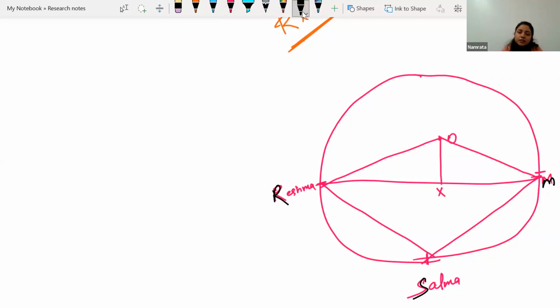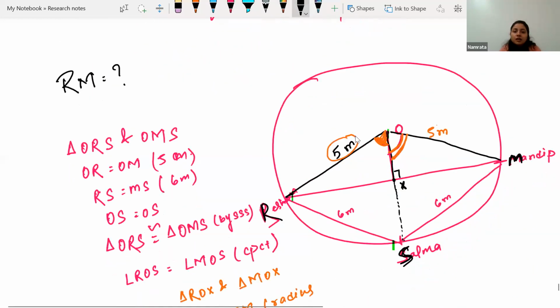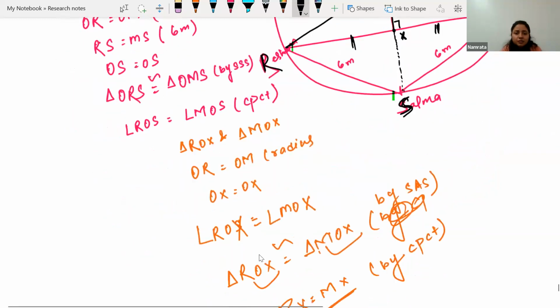If you want to see it again, you can see. First time I have taken triangle ORS and triangle OMS. From there we got the angle O over here, angle O over here is same. And then I have taken triangle ROX and triangle MOX. Eventually we wanted to prove that RX, MX both are same length. Or directly also we can say both are same length. We don't have to do this much.